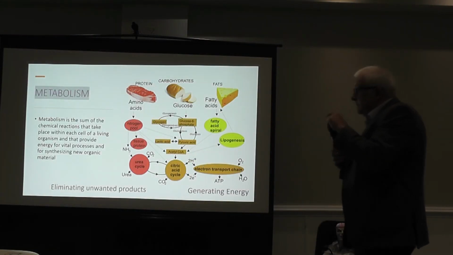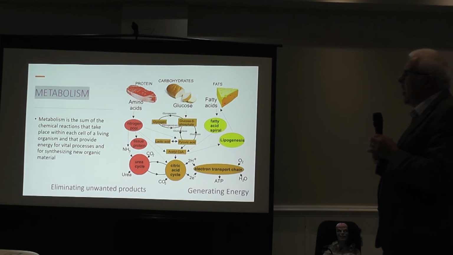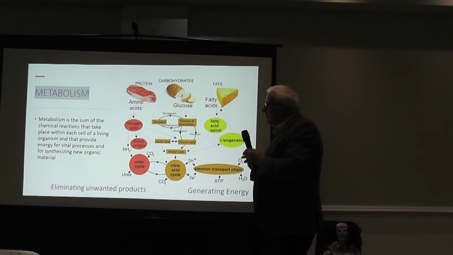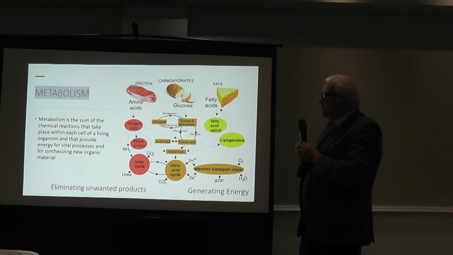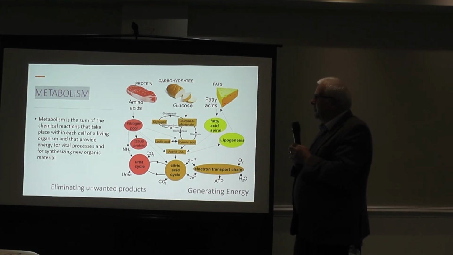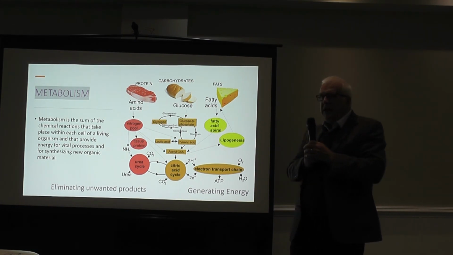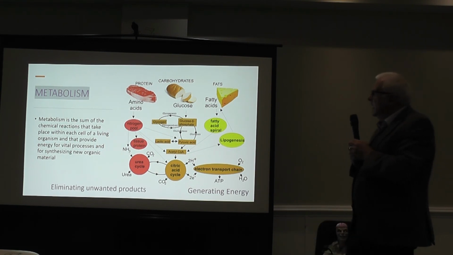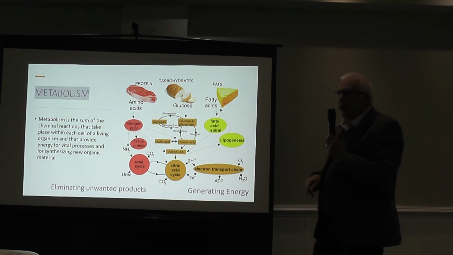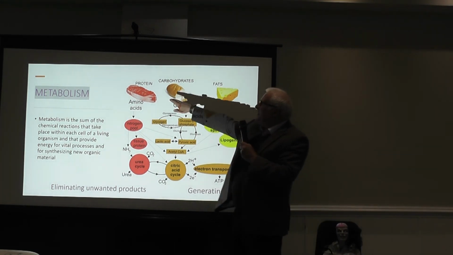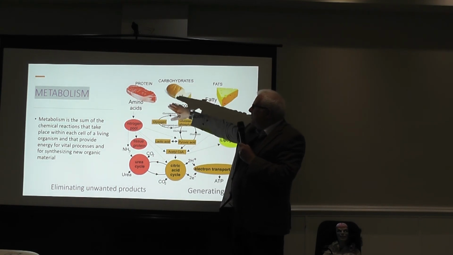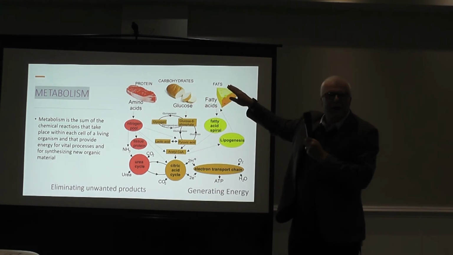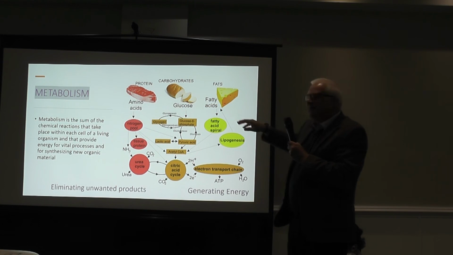So I just finished with some words on metabolism. So what metabolism is, it's the sum of the chemical reactions that take place within each cell, so what I was talking about at the beginning, that provide energy for vital processes and for synthesizing new organic material. And this has got lots of stuff on it, but what I wanted to show you is the bit at the top. So what we eat, protein, carbohydrates, fats, it's not very good for vegetarians and vegans, I'm afraid, but you get the message.